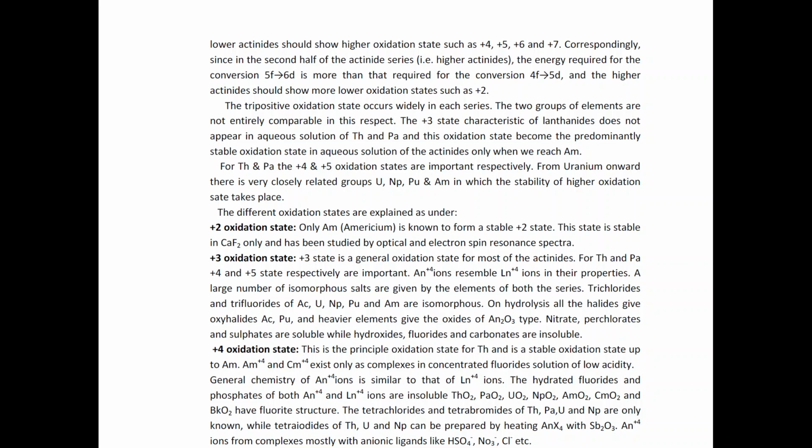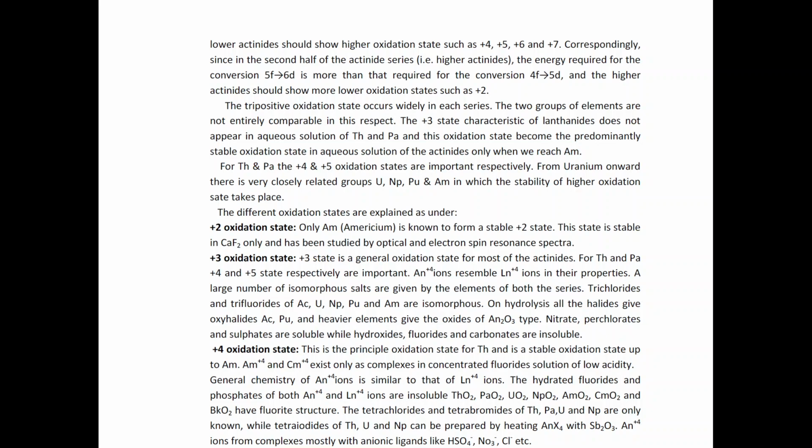The +2 oxidation state is only for Am. It is known to form a stable +2 state. +3 is for most of the actinides. For Th and Pa, it is +4 and +5. The +4 oxidation state is a principal oxidation state for thorium, and is a stable oxidation state up to Am.